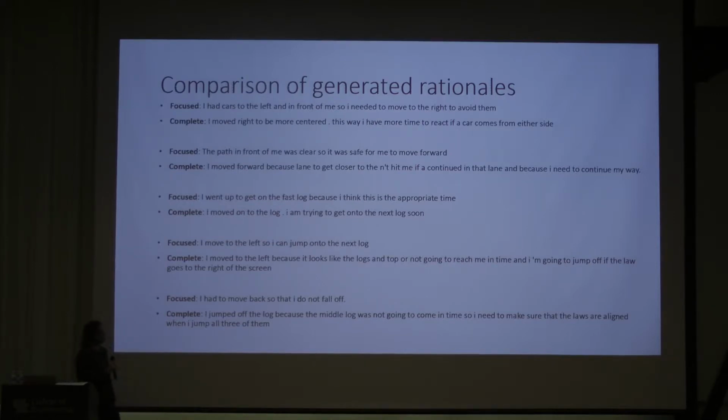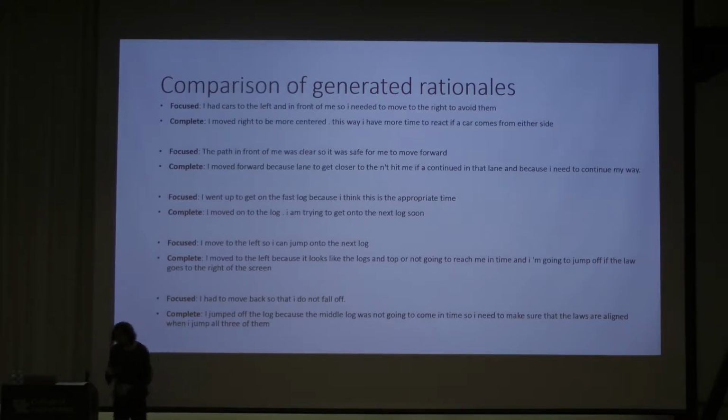We got, I want to say, very few sentences that didn't make sense when using the focused view representation, whereas with the complete view, the agent was a bit rambly, talked about things that maybe weren't important, and sometimes struggled to produce sentences that were syntactically correct. So I think the second one, the complete view, is a sentence that is just gibberish. I have to move forward because lanes get closer to the... yeah, kind of weird.